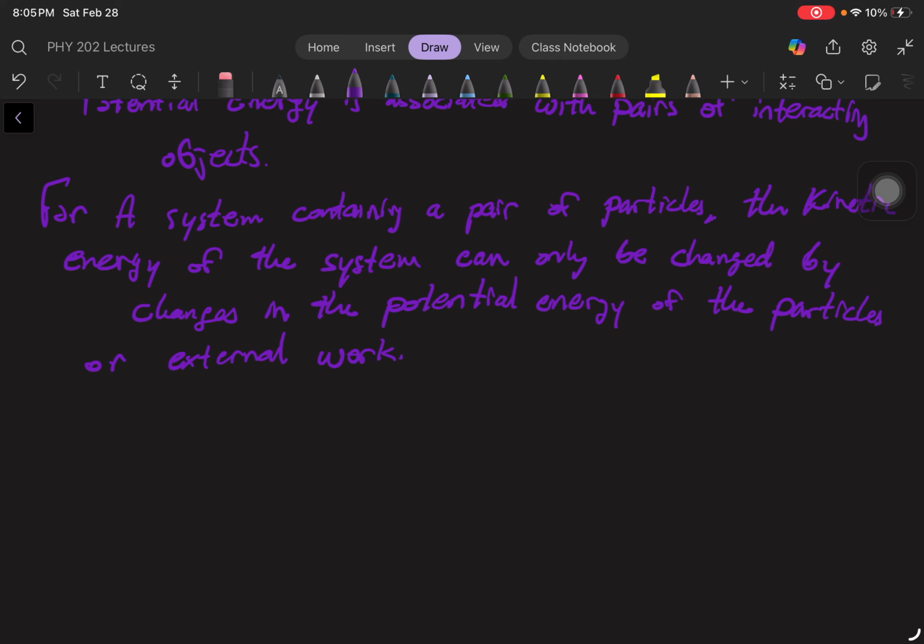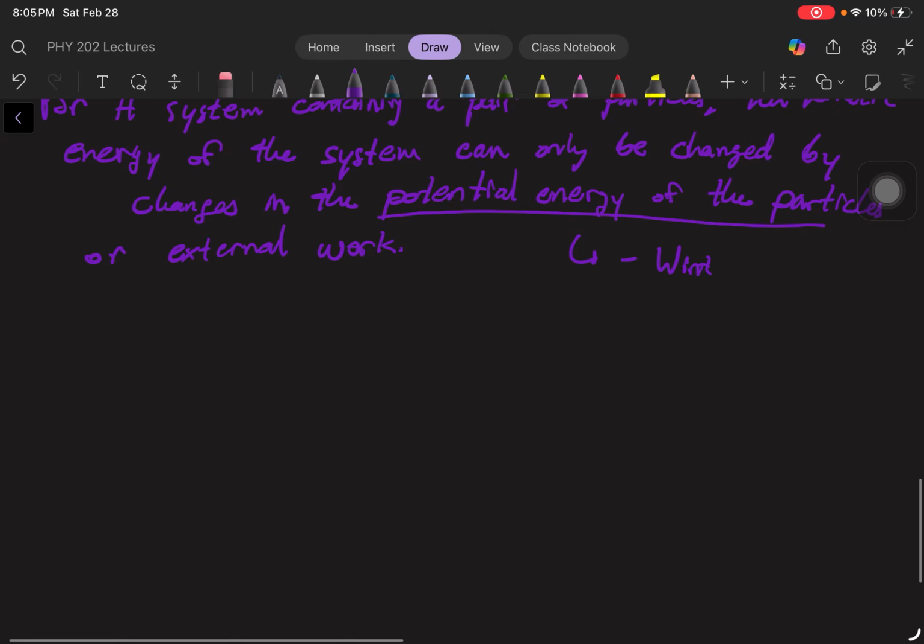Right. And so when we say changes of the potential energy of the particles, we can go ahead and say that's equal to the negative internal work. And so we can say delta K system minus the internal work has to be equal to the work by the surroundings, right? As a conservation of energy statement.